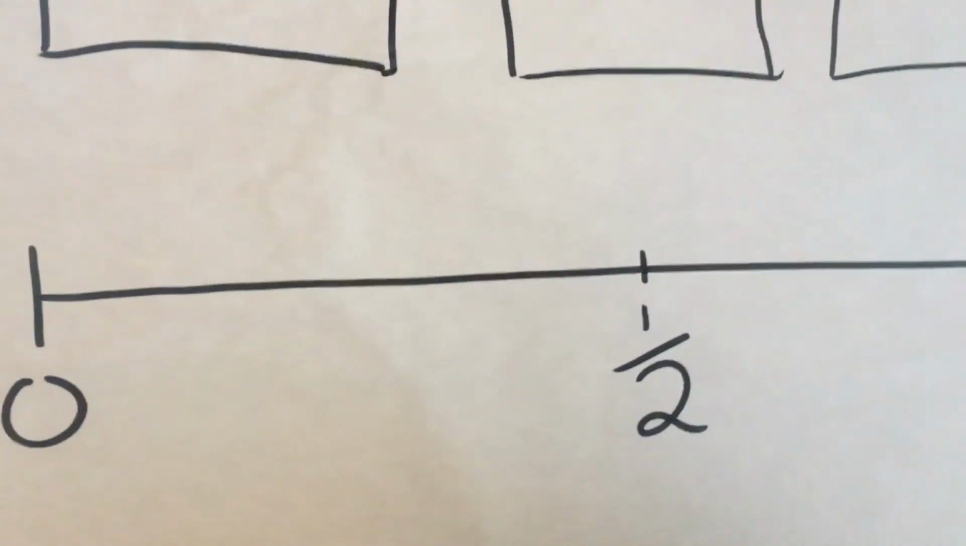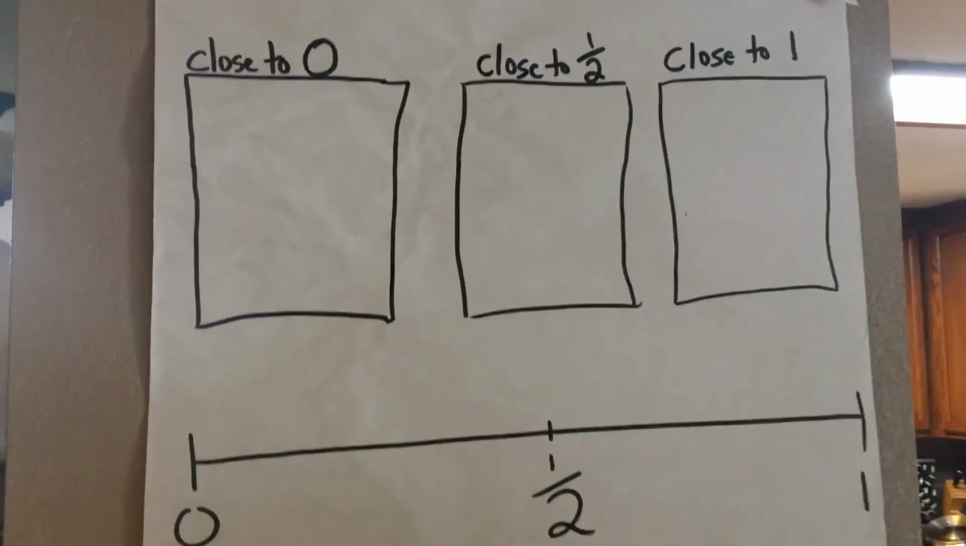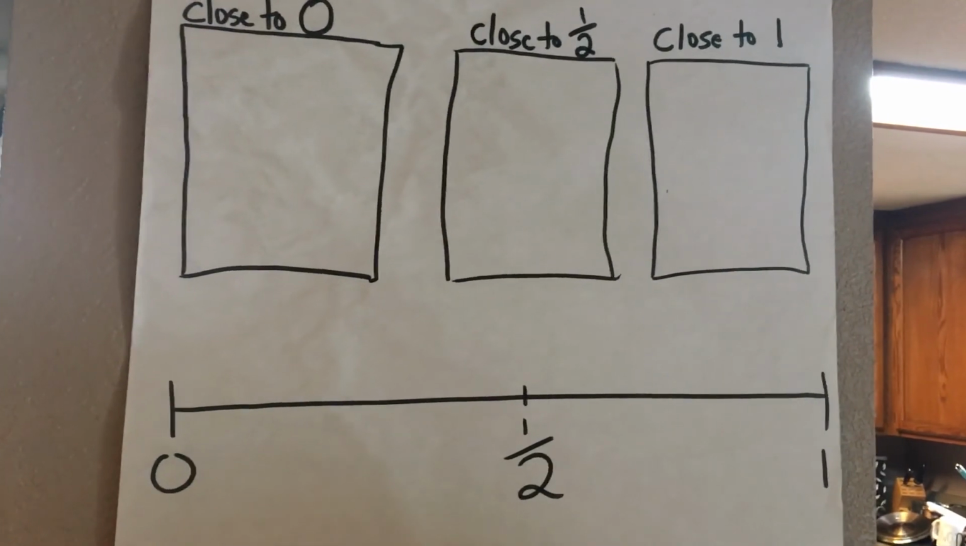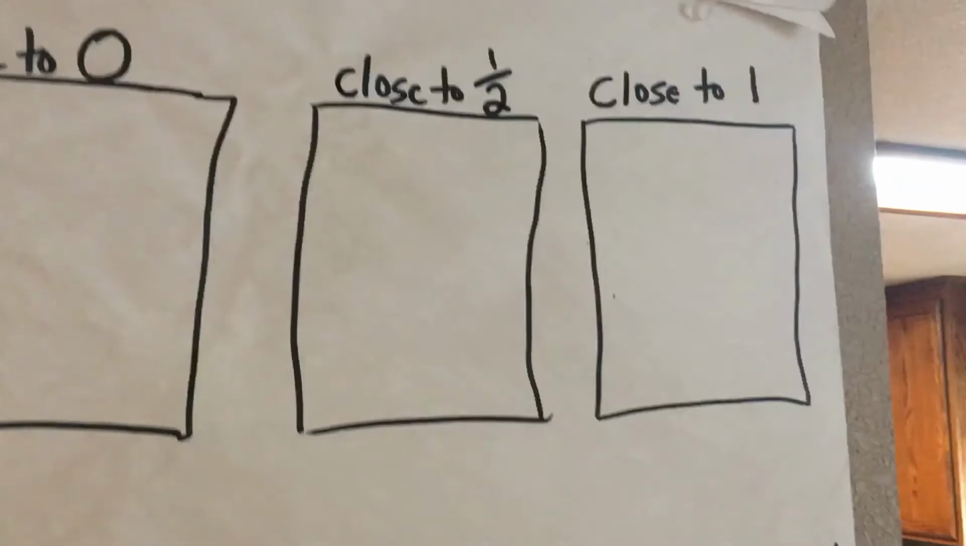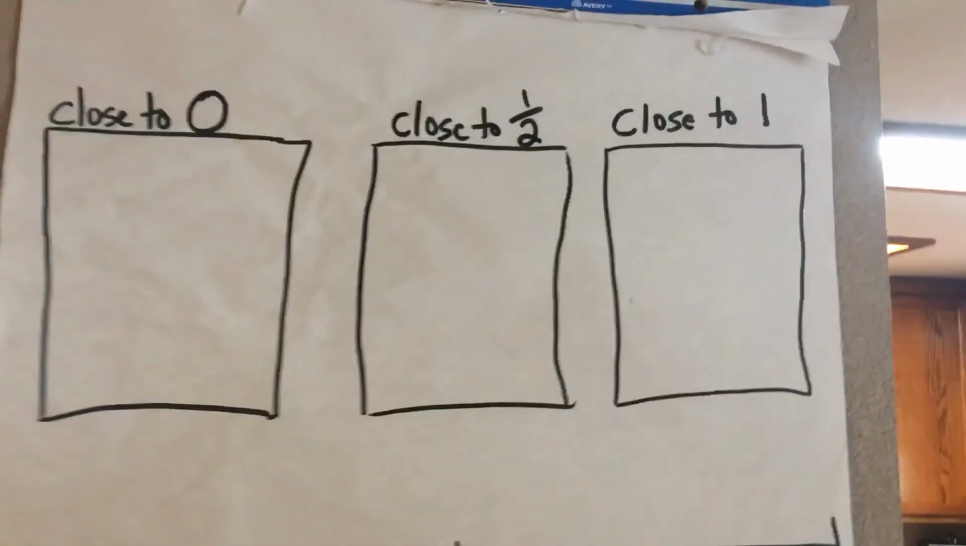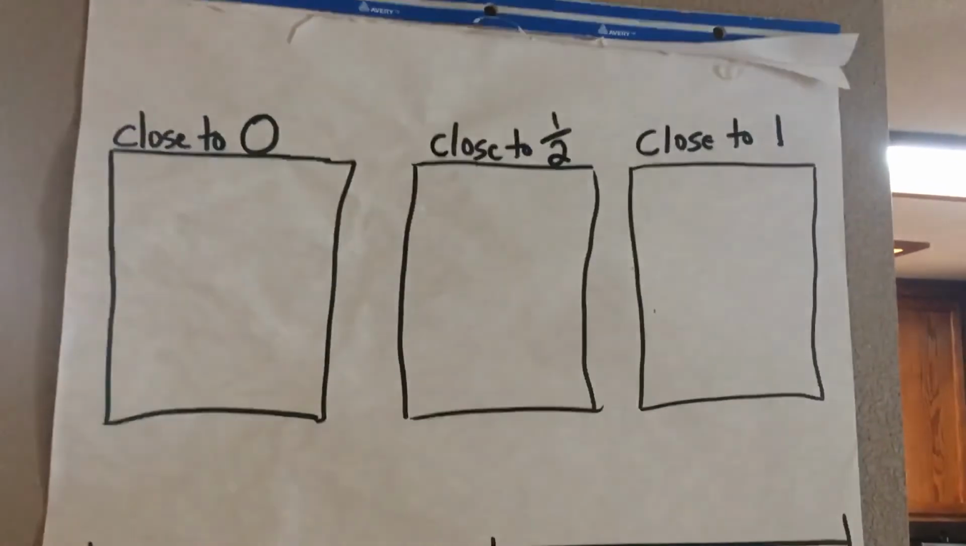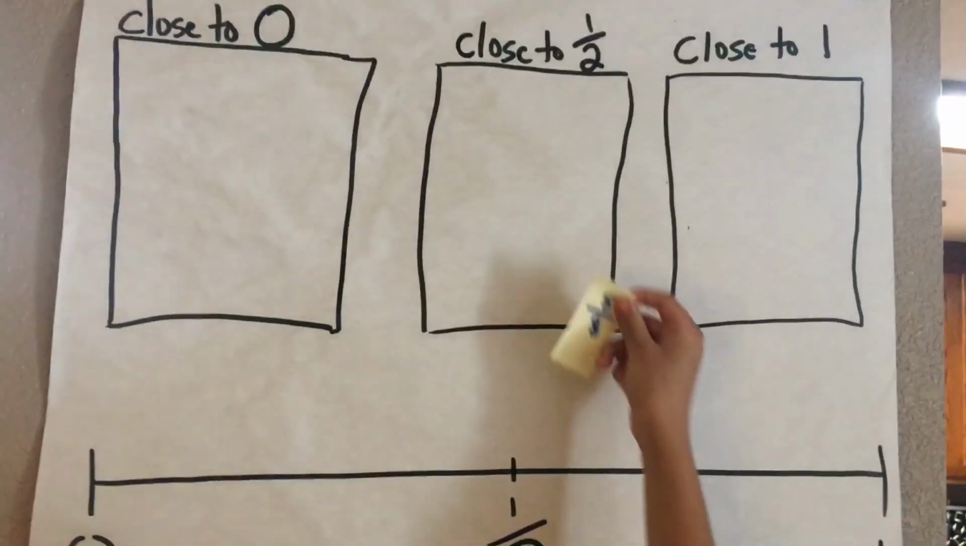The other day I asked you to shoot 8 baskets, and you shot 5 out of the 8. Did you make close to none of the shots, close to half the shots, or close to all the shots? Place your sticky note in the box that you think would represent that.